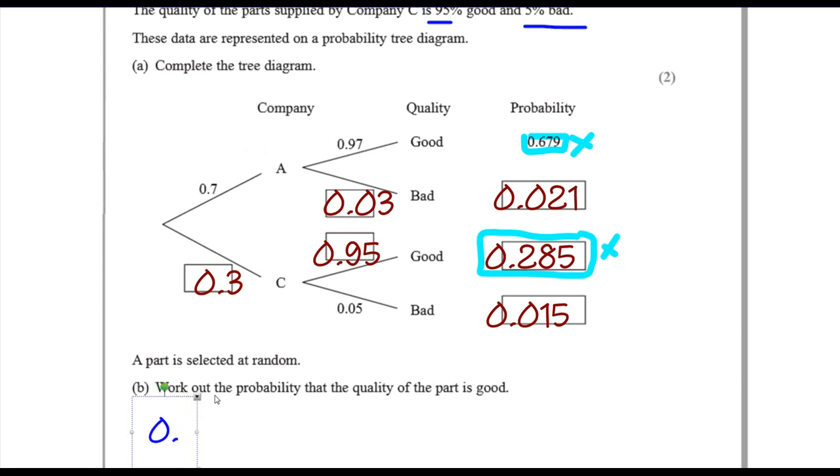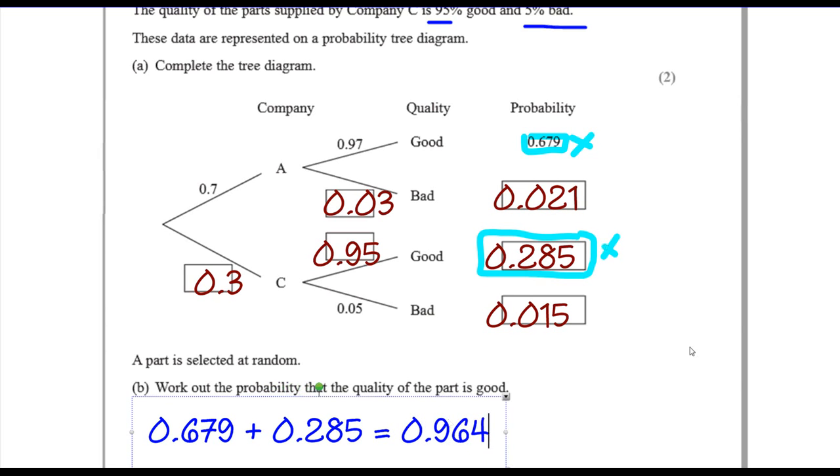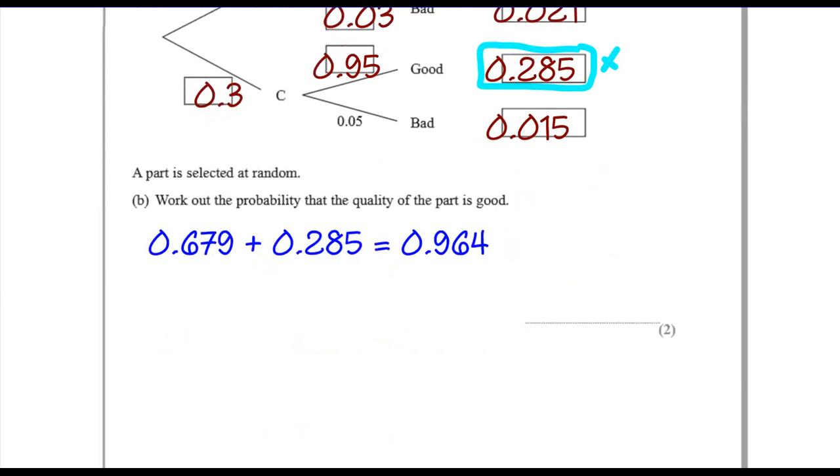0.679 add 0.285, and we're going to get 0.964, which is quite likely, very likely.